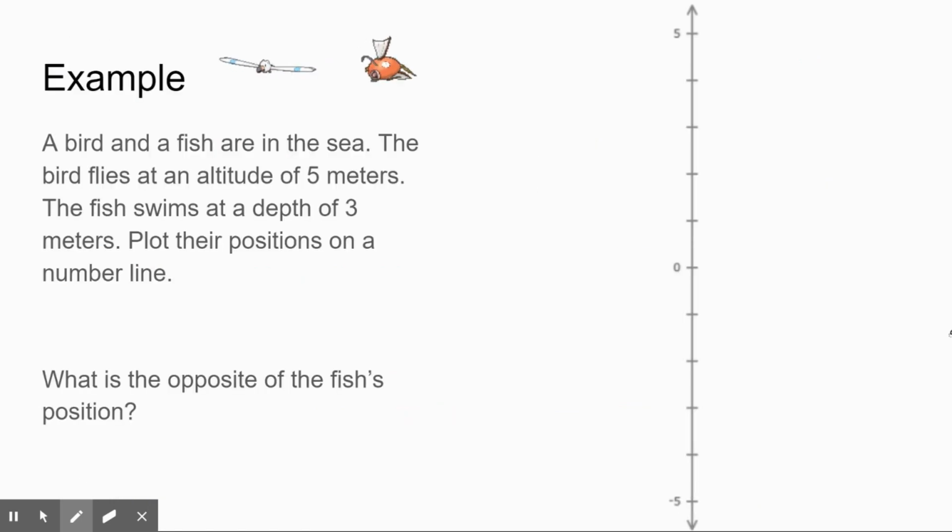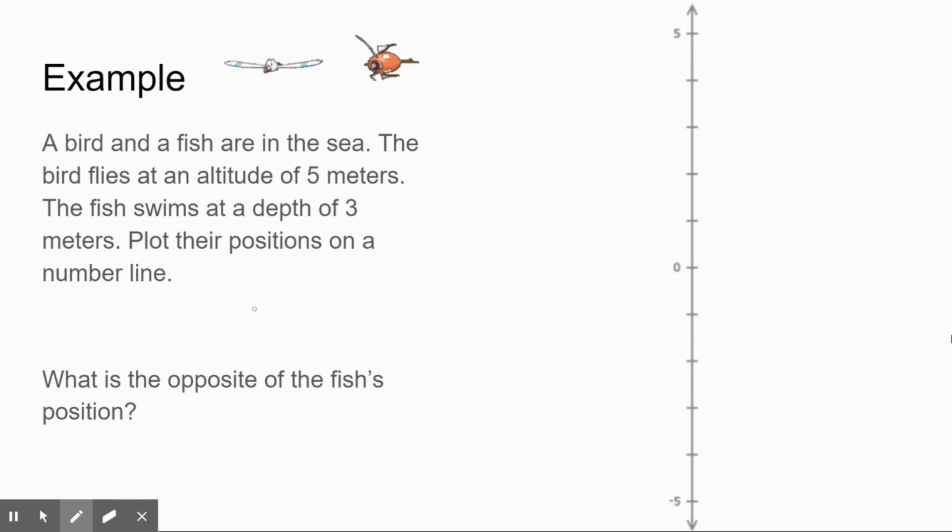So now let's look at an example. Let's say we have a bird and a fish in the sea. We know that the bird flies at an altitude of 5 meters, while the fish swims at a depth of 3 meters. First thing that we're going to do is plot both of their positions on a number line. You'll see here we have a vertical number line. That's okay. Number lines can be any direction you want. The horizontal or vertical are probably going to be the most useful.